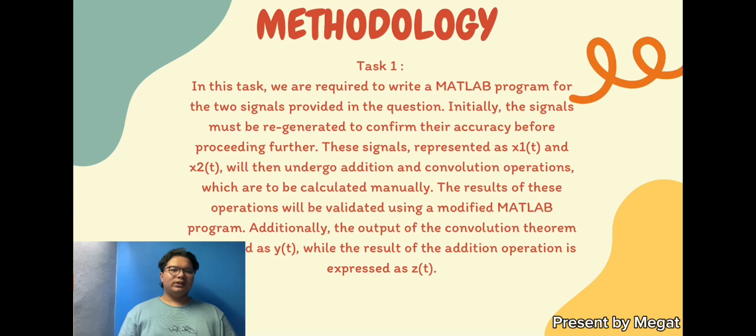The methodology that we use for task 1 is to write a MATLAB program for the two signals provided in the question, which the signal must be regenerated to confirm the accuracy before proceeding further. These signals are represented as S1(t) and S2(t). Then, they undergo addition and convolution operations when they need to be calculated manually. The result of the operation will be validated using the modified MATLAB program. Additionally, the output of the convolution theorem is denoted as Y(t), while the result of the addition operation is expressed as Z(t).